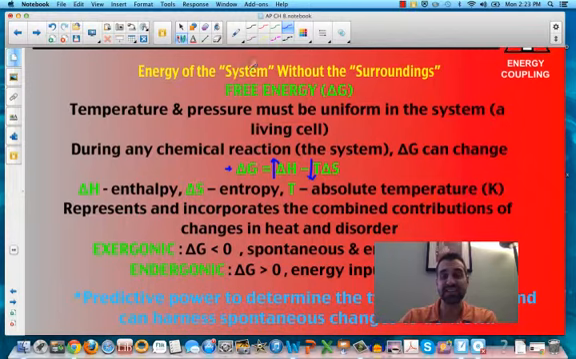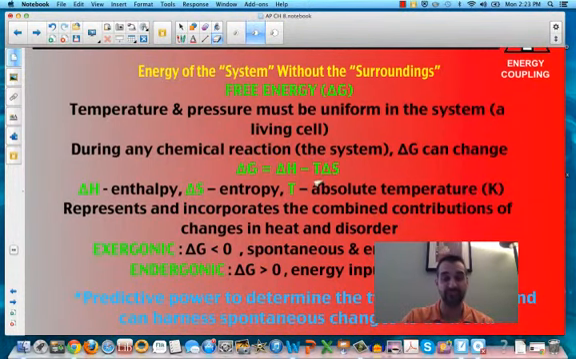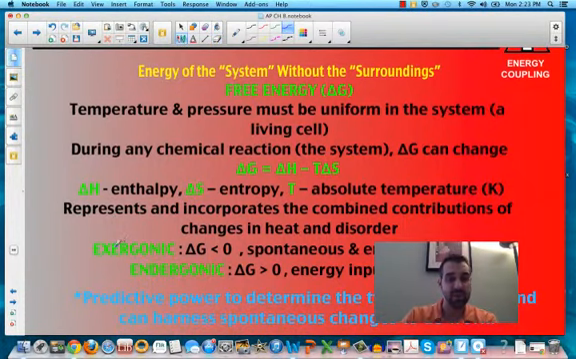So essentially, the idea behind all of this is that we have to incorporate all of the changes of heat and disorder into the overall flow of any given metabolic process. And we're dealing with the idea of free energy. We have a special terminology associated with these, of course. We have what are known as exergonic and endergonic. Think of exer as exit.